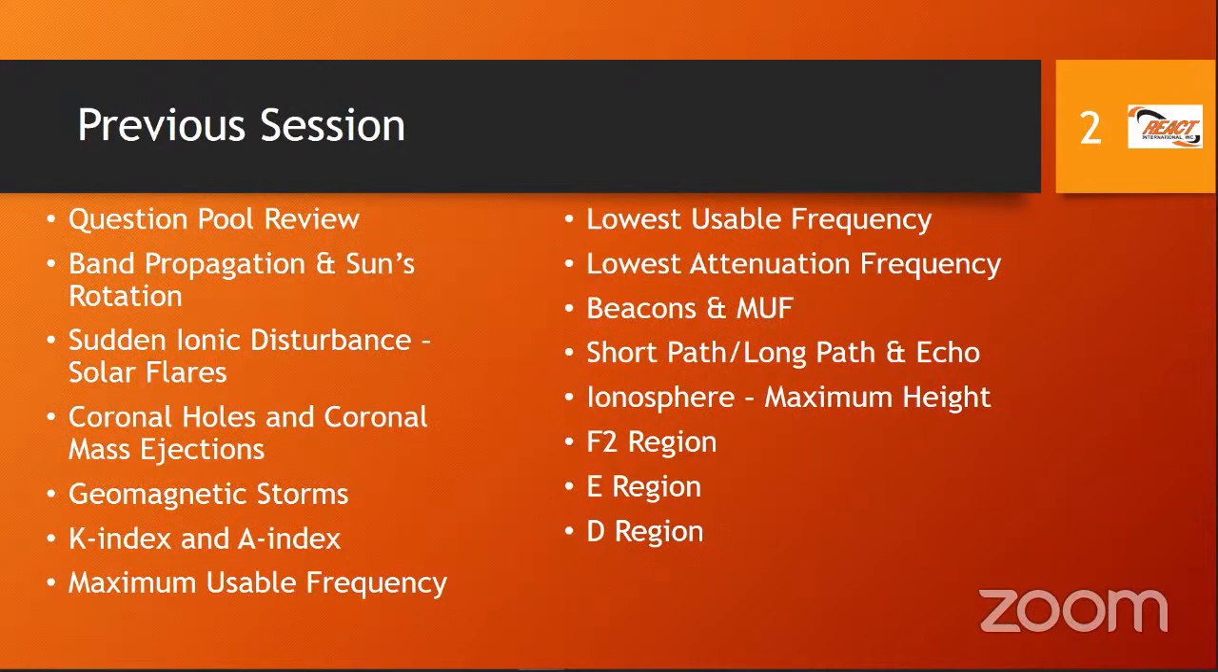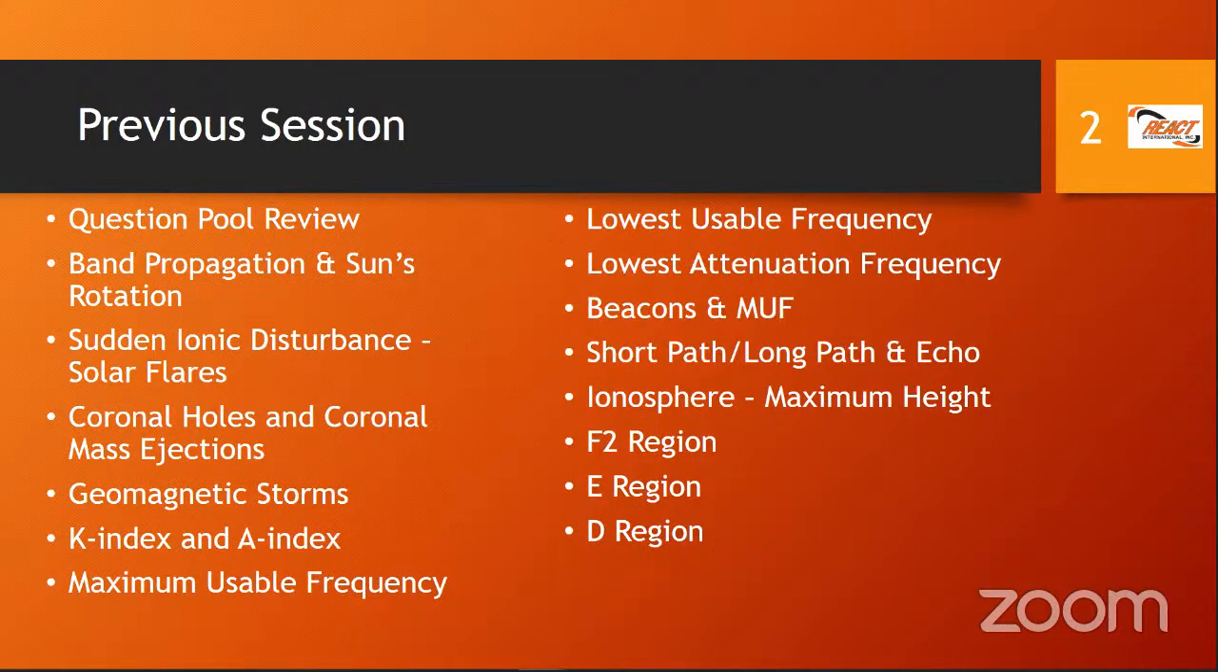We looked at geomagnetic storms. We also discussed two indices, the K index and the A index. We also looked at the maximum usable frequency, or MUF, and the matching lowest usable frequency, or LUF. We also talked about beacons and how they could be used to determine what the MUF is. We also discussed short path and long path propagation and the echo effect as a result.